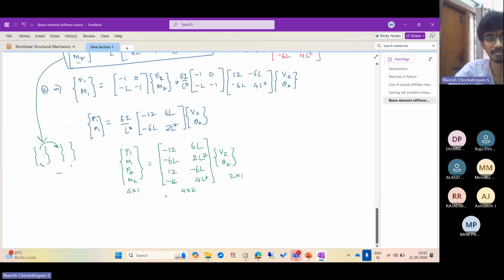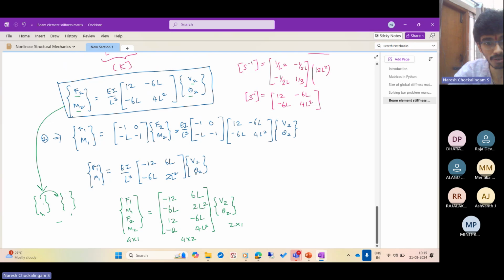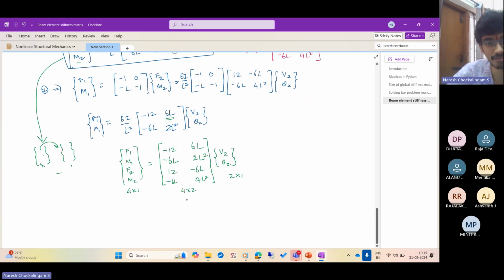So we got half of the matrix. Which half of the matrix? A12 is not minus 6L, A12 is 6L. It's relating F1 to theta 2, so it is 6L. So we got half of the matrix. We got the right half of the matrix, right? The full stiffness matrix relates V1 theta 1, V2 theta 2.